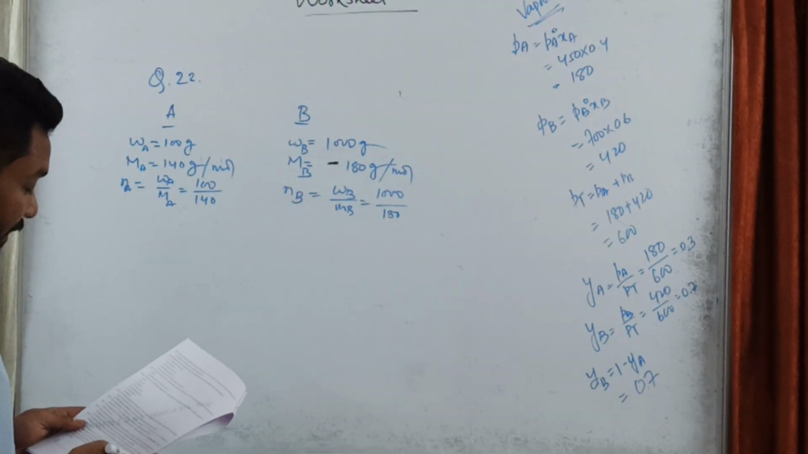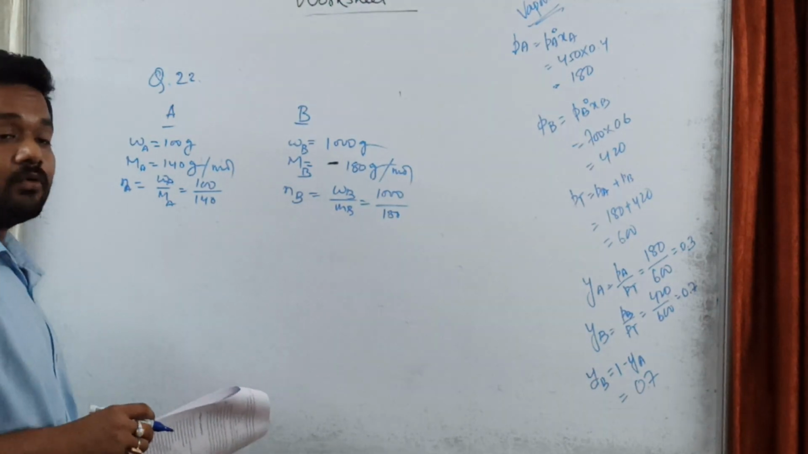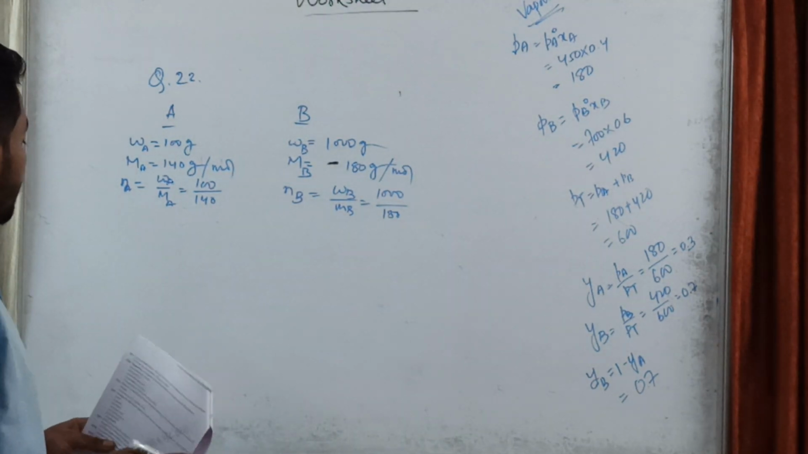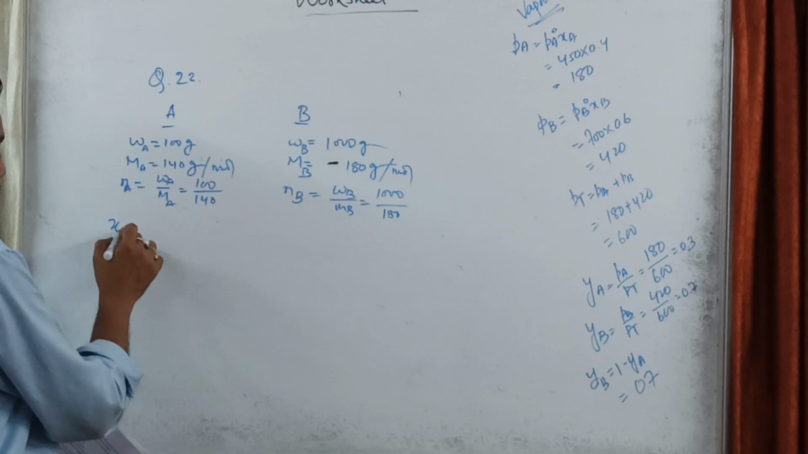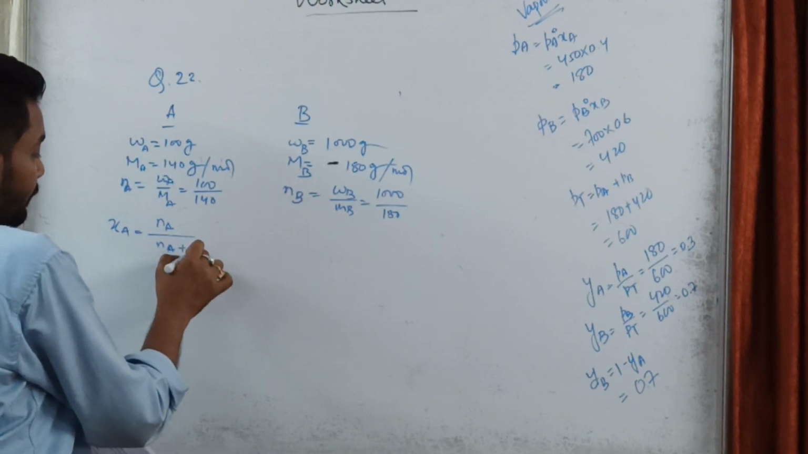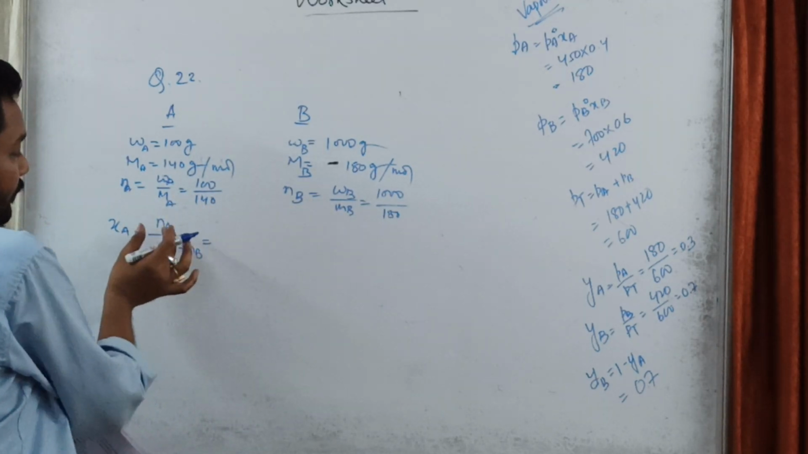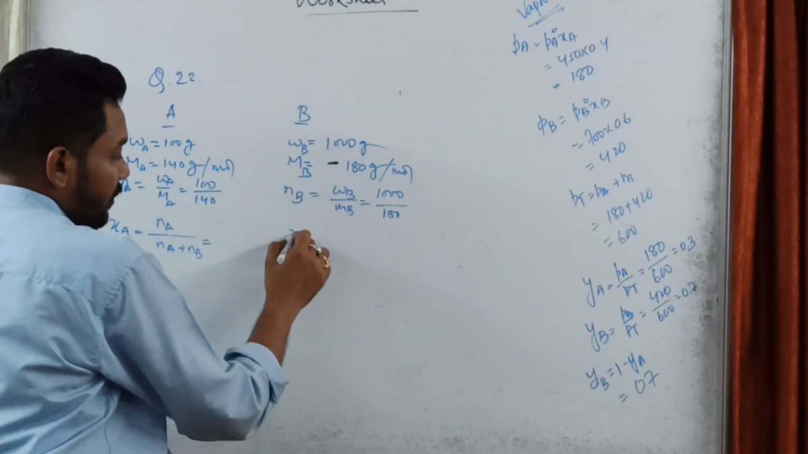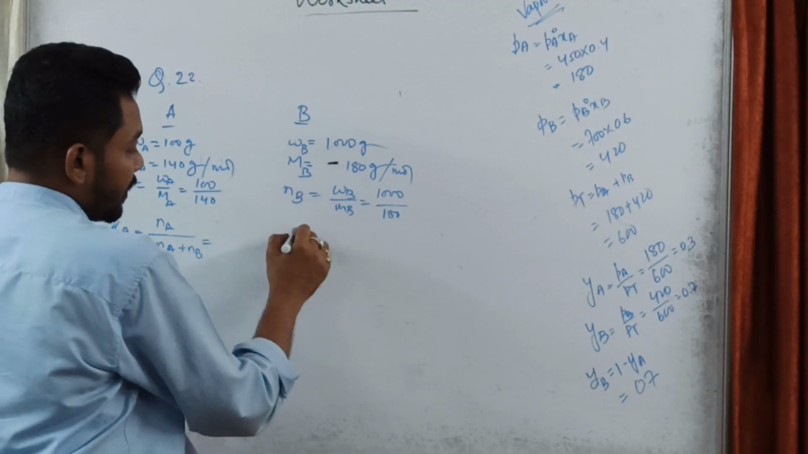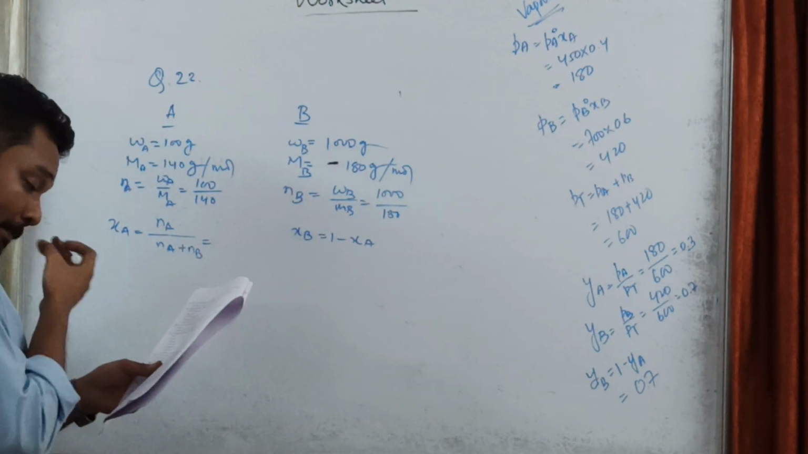Now after calculation of nA and nB, as we need XA and XB, you need to calculate XA and XB. So what will be XA? nA by nA plus nB. nA is already given, nB is already given, so if you put these values in, you will get XA. Similarly, after getting XA, XB is 1 minus XA, and you will get the value of XB.